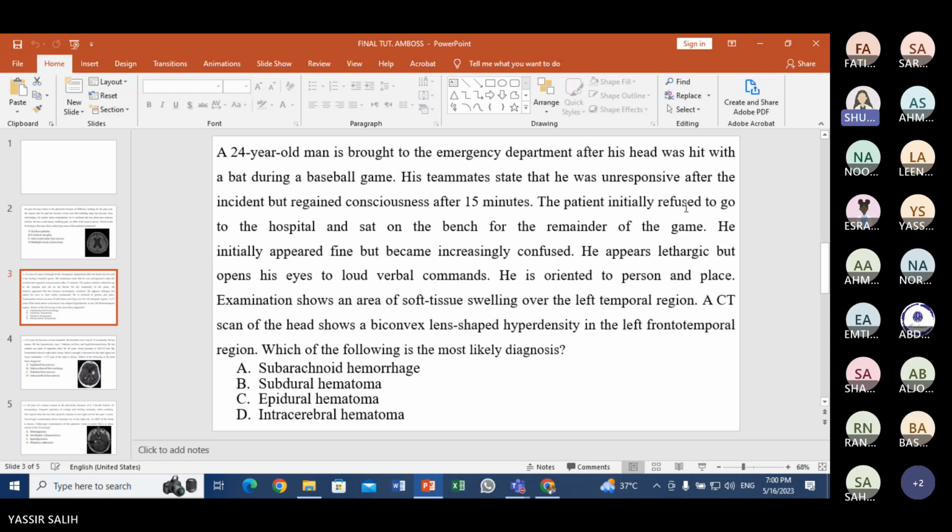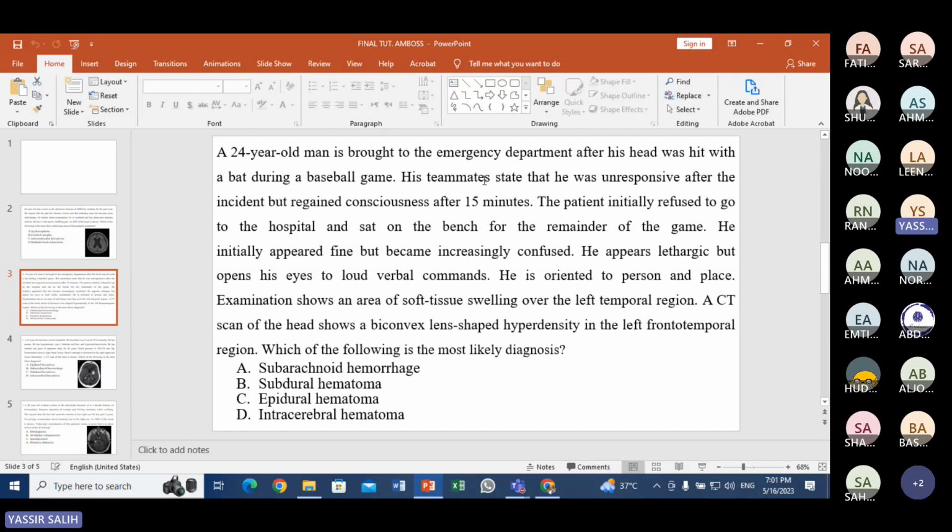Epidural hematoma, C. Why? Biconvex lens shaped. This is quite enough to answer. Thank you, excellent. This is quite enough to diagnose. Even if you did not read it all, the CT scan head shows biconvex lens shape hyperdensity. This is quite enough even if you did not read the rest.